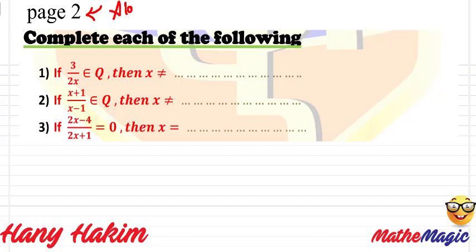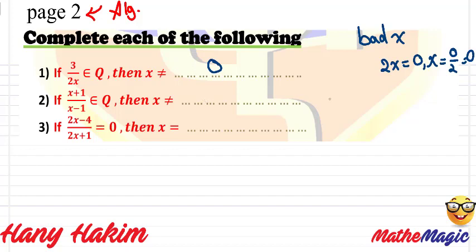First question: 3 over 2x belongs to Q. Then x not equal. Here I'm asking for the bad x. Bad x means the value of x that you cannot write in our fraction. To get the bad x, 2x equals 0, the denominator equals 0, so I can get only x by 0 divided by 2 to get the bad x, so the answer will be 0.